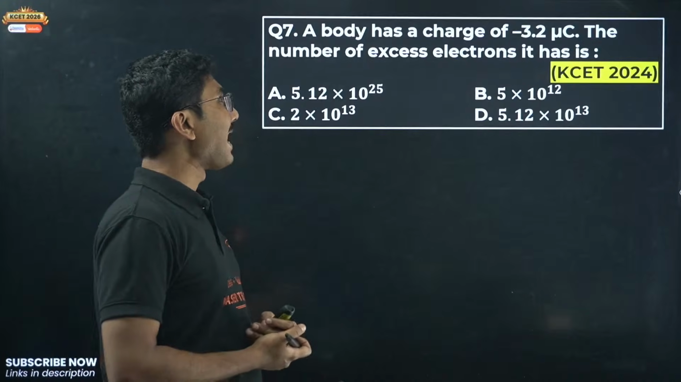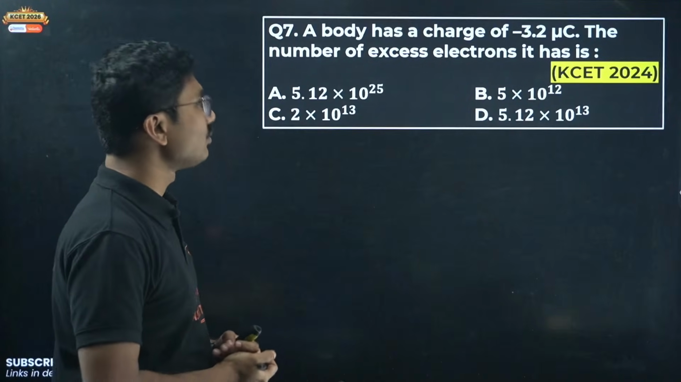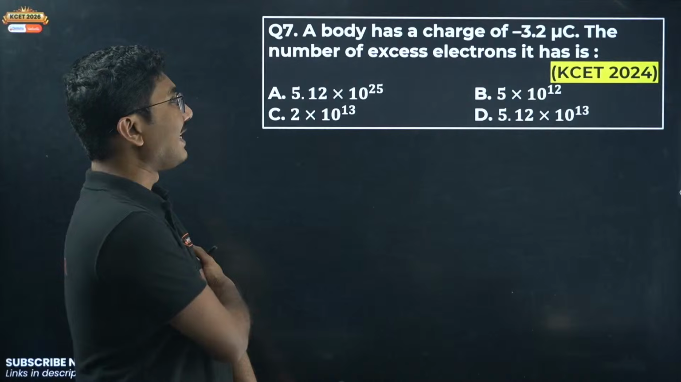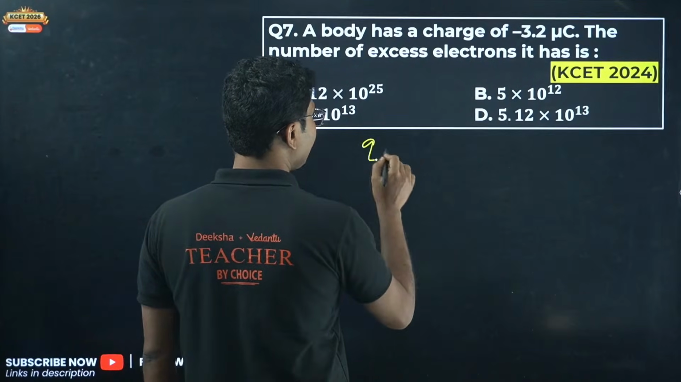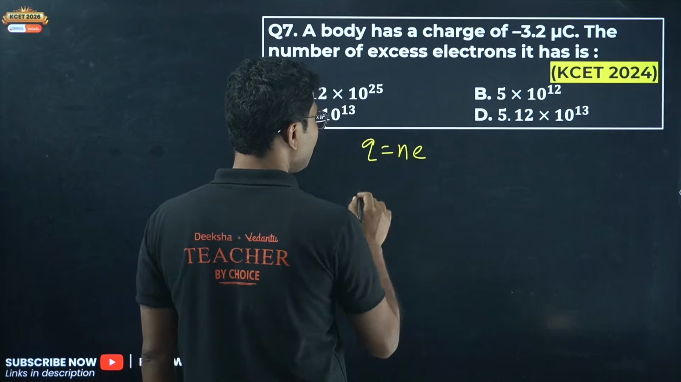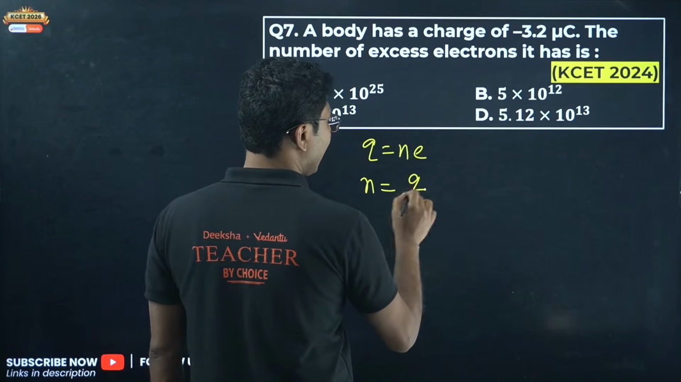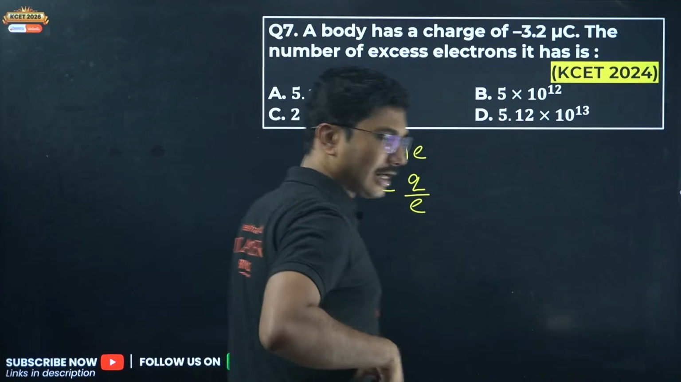A body has a charge of -2 microcoulomb. The number of excess electrons it has: Q is equal to Ne, so N equals Q divided by e. Okay, so easy answer.